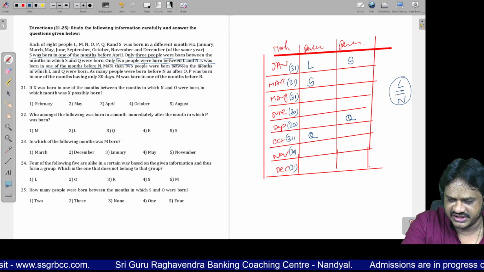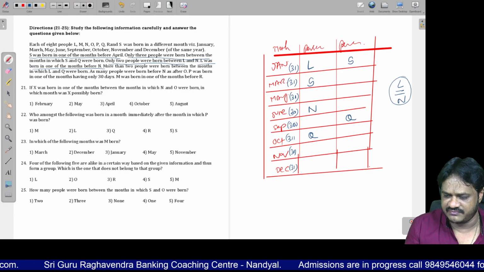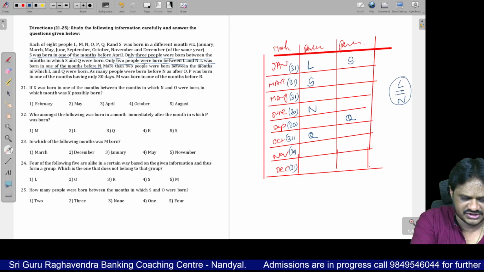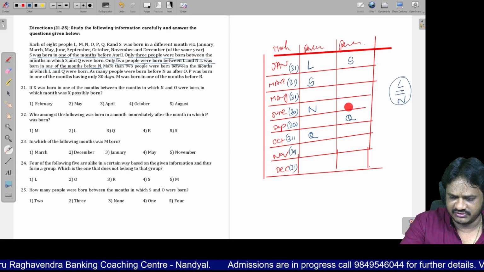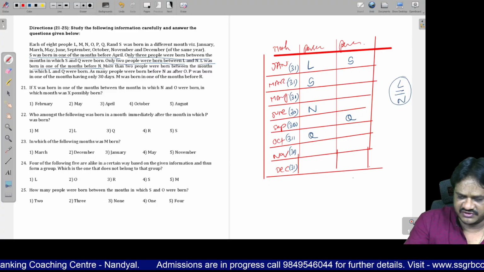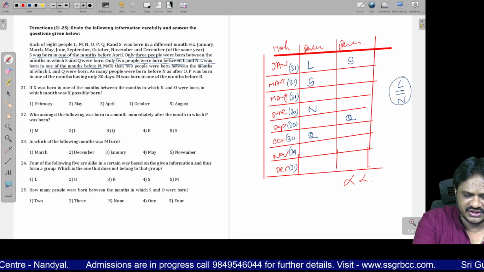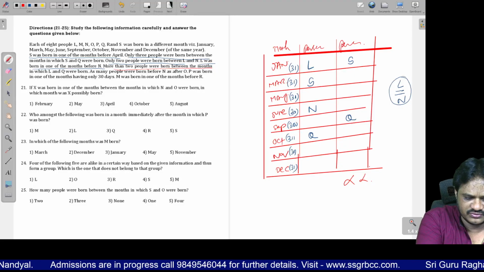So let us take L January. After that, take a 2 gap, N. Now more than 2 means there will be 3 persons before Q. But here it is not possible. So the second one is wrong. Next, more than 2 people are there between L and Q.